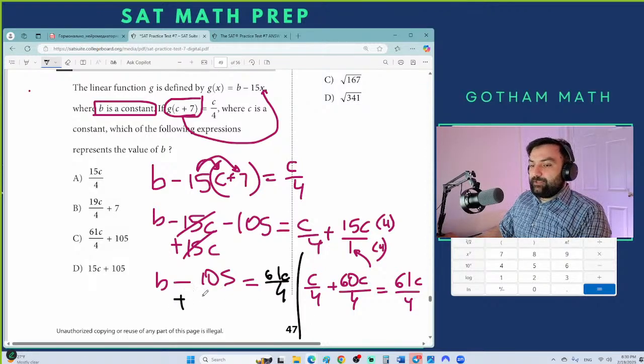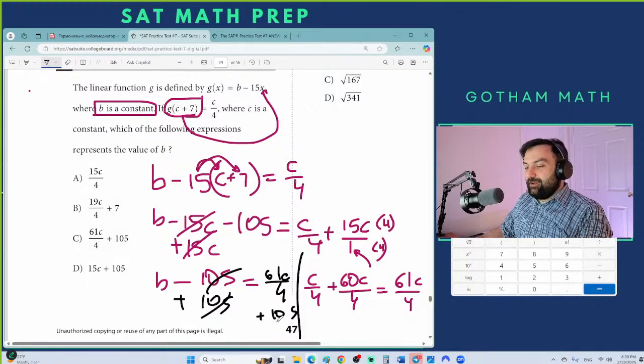Now I'm going to split it like this. And the last step is to add 105. You shouldn't even be worried about this. It's very basic. Well, it's not basic, but it's hard to not see. It's 61c over 4 plus 105. There we go. All right.